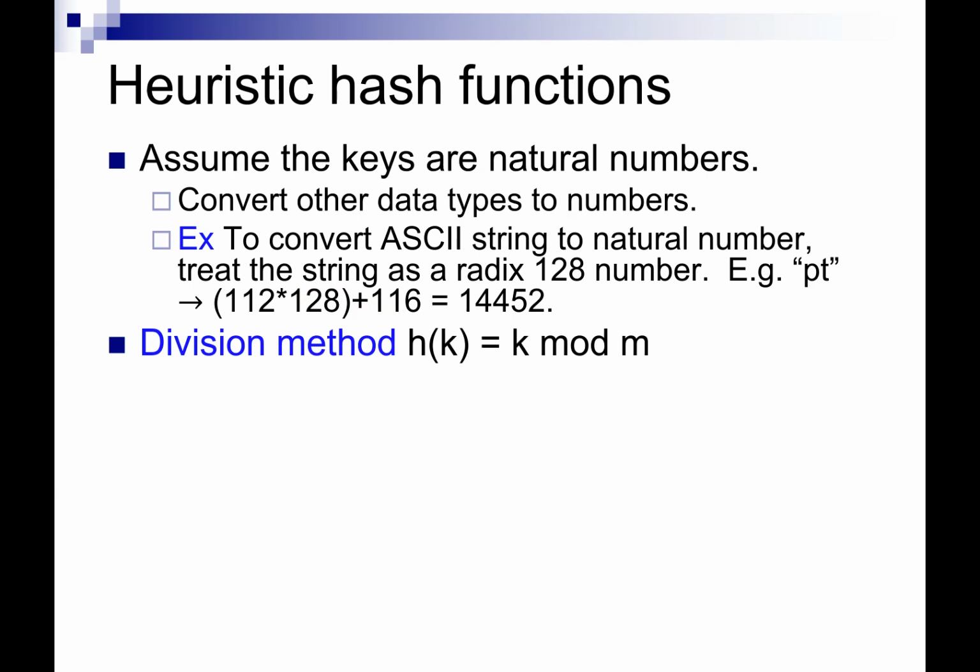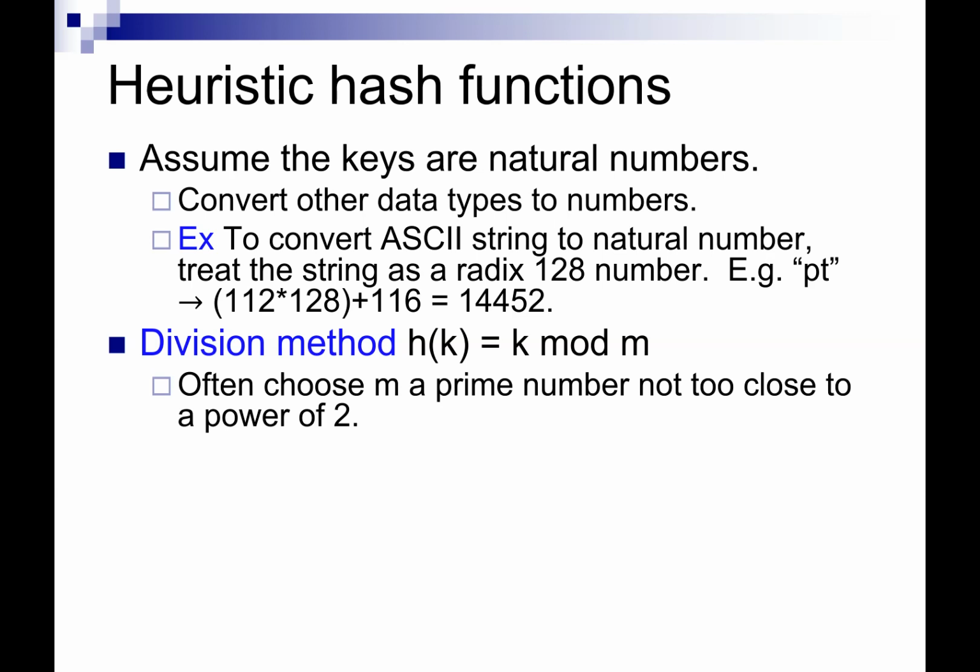One way that we can implement a hash function, the simplest way, is using something called the division method. This is just going to take the key and take it modulo m, where m is the table size. That's going to get us an index between 0 and m minus 1.